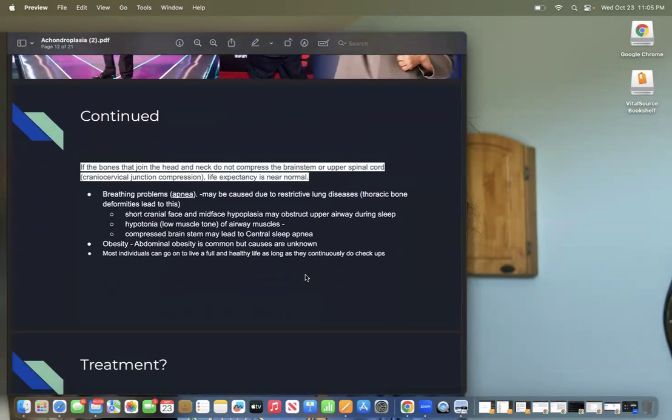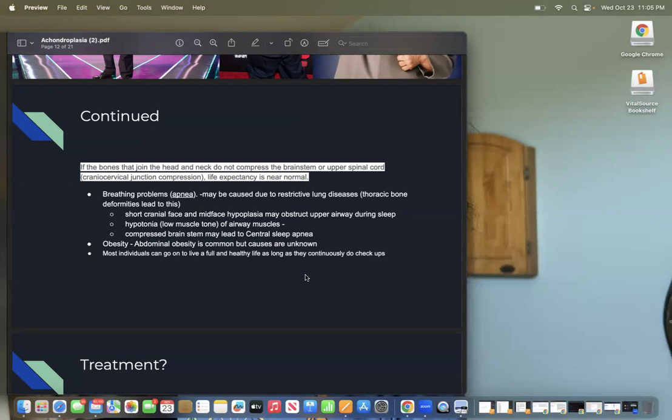Okay. And then if the bones that join the head and neck do not compress the brainstem or upper spinal canal, then the life expectancy is near normal. There are also some breathing problems that may occur, such as sleep apnea. The thoracic bone deformities can lead to restrictive lung disease, which is not allowing the lungs to expand the way that they should. Their short cranial base and midface hypoplasia may also obstruct their upper airways, causing obstructive sleep apnea.